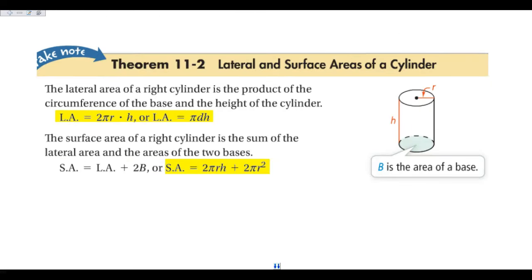Same thing here with lateral and surface areas for a cylinder. Lateral area is perimeter of the base, which is circumference. Circumference is 2 pi r, times the height of the cylinder. So 2 pi r h is our lateral area. Then we add in 2 times the area of the base. The area of the base is pi r squared, so it's 2 pi r squared. So our cylinder is 2 pi r h plus 2 pi r squared. Please know that none of the surface area formulas are on your reference sheet. You do need to memorize them.